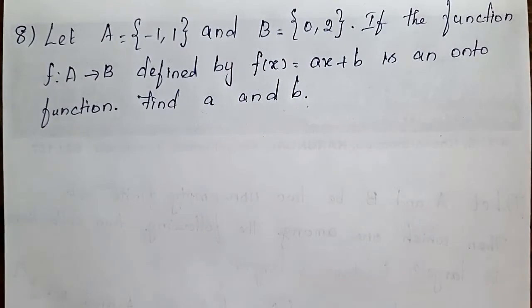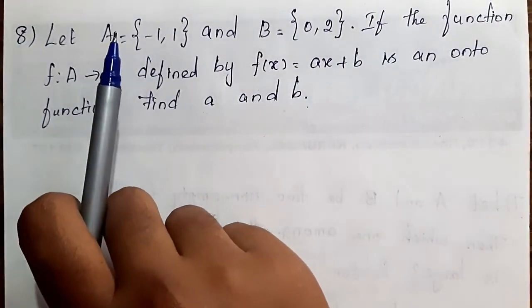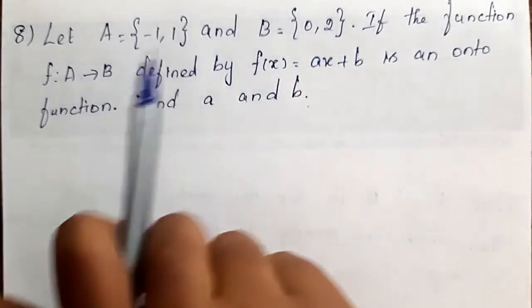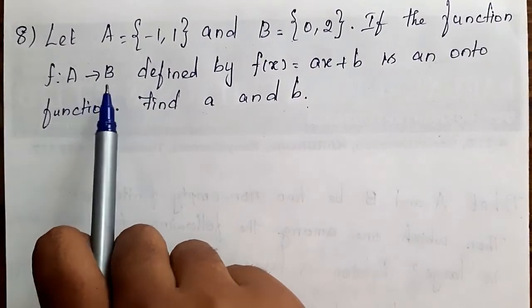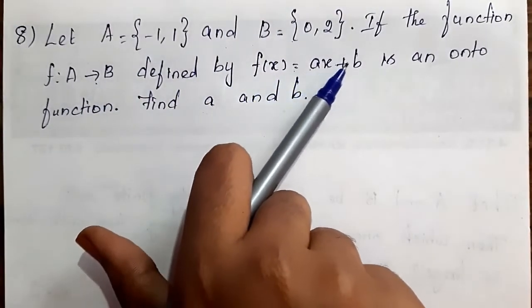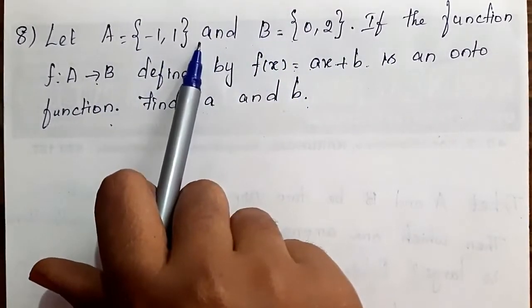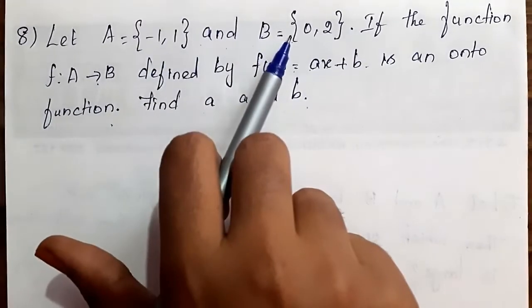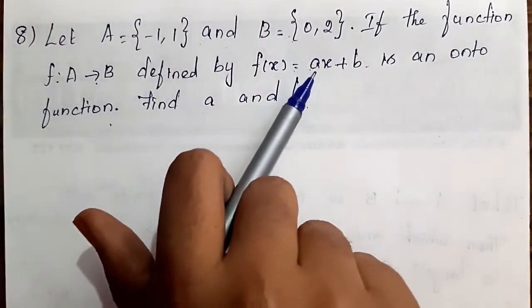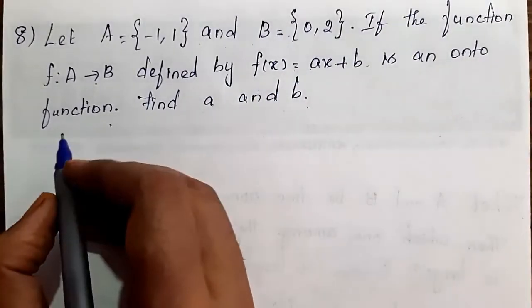8th question. This class, last question. Let A equal to the set {-1, 1}, B equal to {0, 2}. If the function f from A to B defined by f(x) = ax + b is an onto function. Two sets are given. The function from A to B is onto, but we have to find out what is a and what is b. Okay, so how are we going to solve? Listen to it.